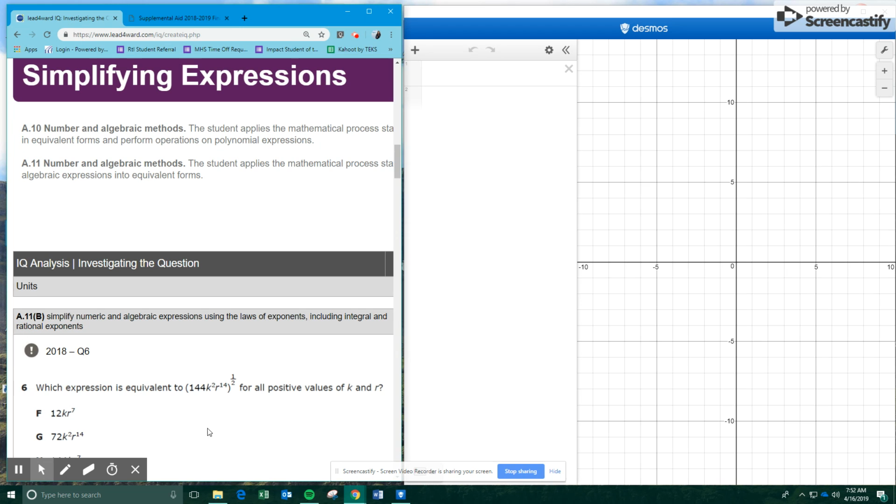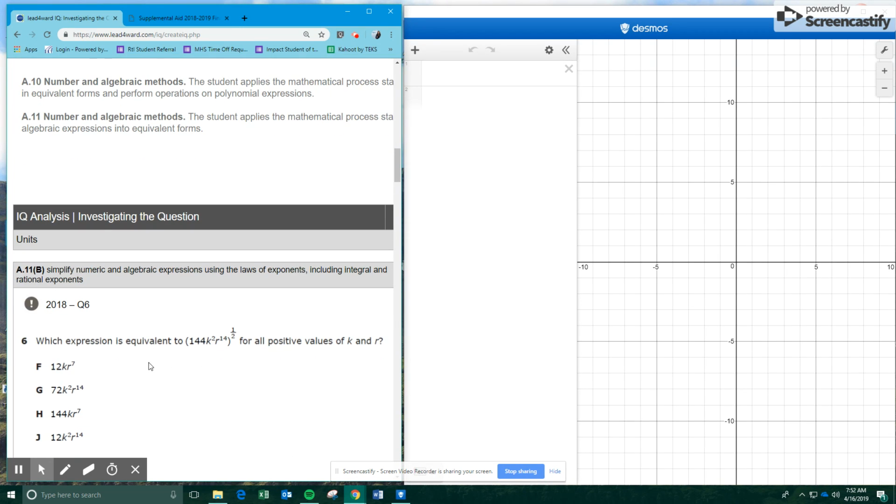Number 6, this is from the 2018 test, and it says, which expression is equivalent to 144k squared r to the 14th, all raised to the 1/2 power, for positive values of k and r? Well, you could remember that we have to distribute this 1/2 to every exponent. So that's 144 to the 1/2 power, k to the 2 times 1/2 power, r to the 14 times 1/2 power, which is very simple.